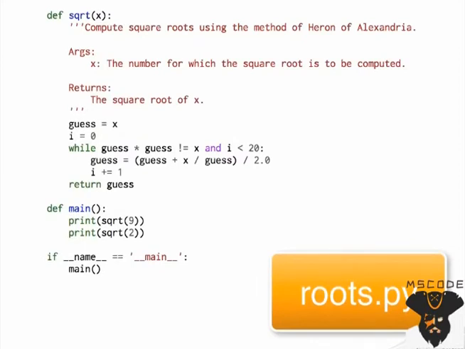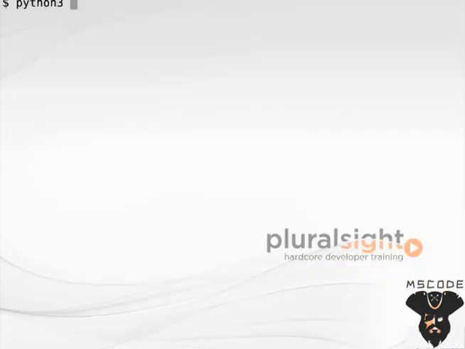Place the following code in a file called roots.py. There's only one language feature in this program we haven't met before, the logical AND operator, which we use in this case to test that two conditions are true on each iteration of the loop. Python also includes a logical OR operator, which can be used to test whether either or both operands are true. Running our program, we can see that Heron was really onto something.